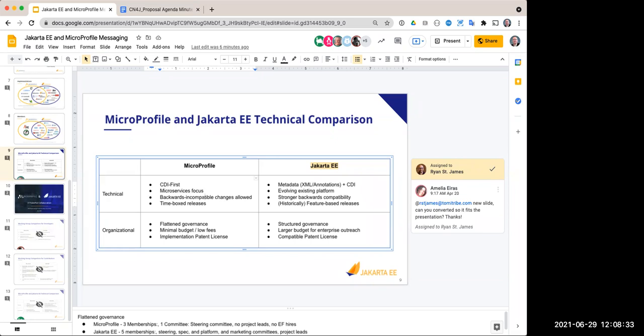Does it sound good for MicroProfile? Can it be considered an advantage for MicroProfile? Yeah, because you can get rid of things that do not work very fast, making a major release and it's gone. People may think that the design concept was bad at the beginning. Well, I don't think so.